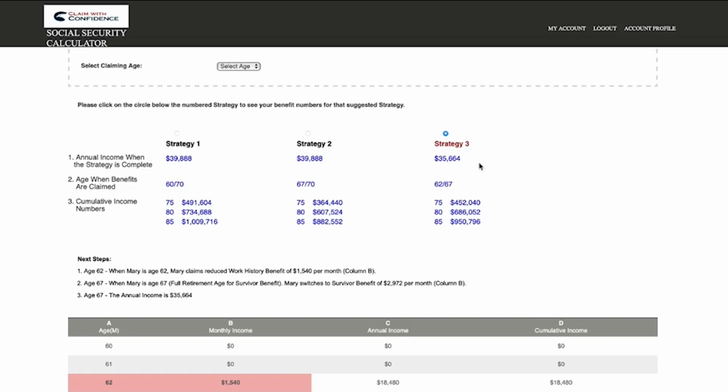Now, with strategy three, if Mary just wants to be done claiming at age 67, again, you can see that she's always better off from a cumulative Social Security income standpoint with strategy three, because strategy two never exceeds the cumulative income from strategy three. Whereas with strategy one, if she can claim as early as age 60, she's always better off with strategy one as opposed to strategy three. But that's how you can compare the two. Look at the income when you're complete, and also the cumulative income over time.